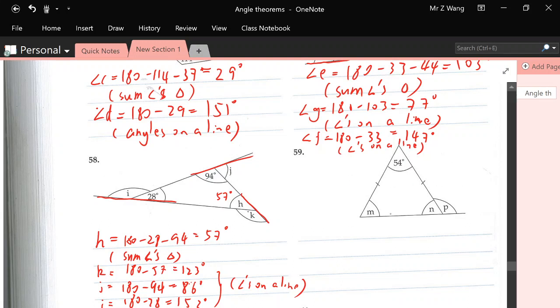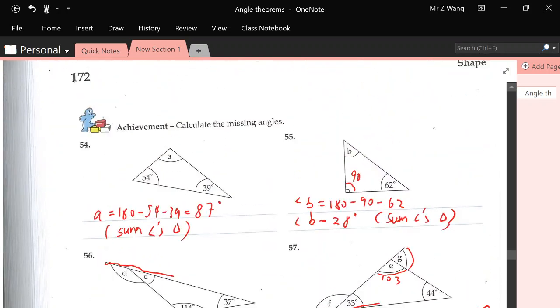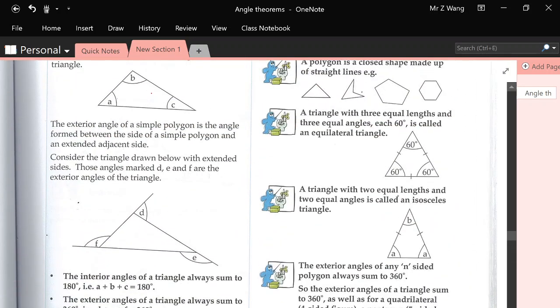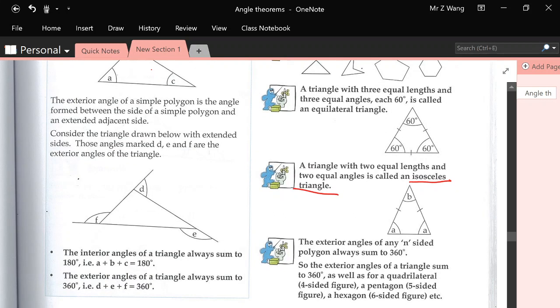Now, this question 59 introduces a new concept, which are the dash. The dash means the two sides are equal. Right? Let's see what the examples say. The examples say when they are equal, a triangle with two equal lengths is called an isosceles triangle. You must know this. This is a merit question. This will be a merit question in your test, right?